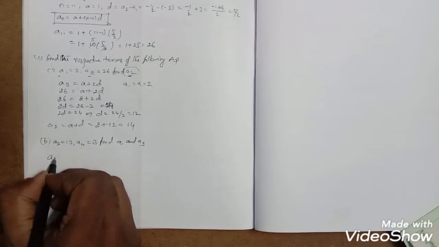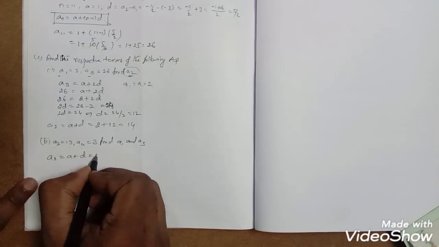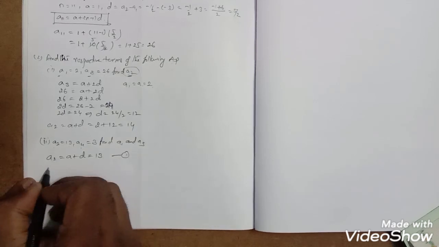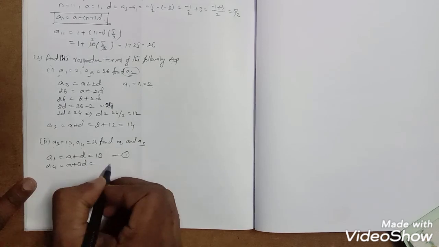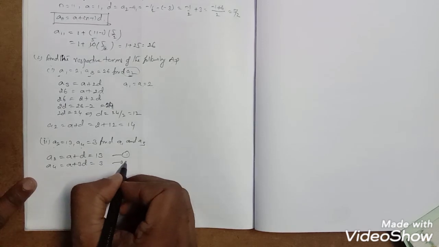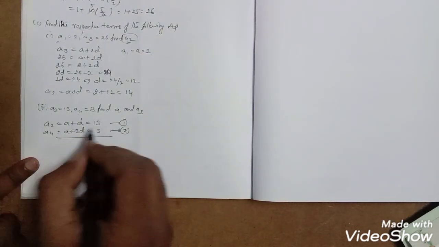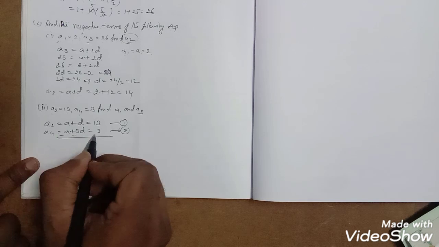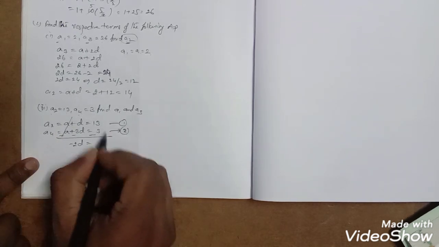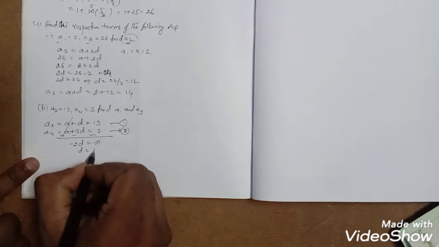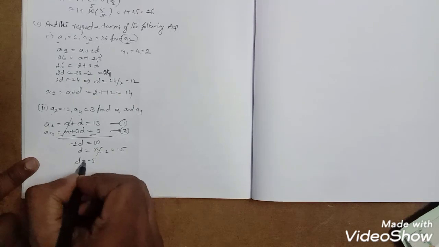Now I can write this as a2 is equal to a plus d, which is given as 13, denoting it as the first equation. And here a4 we can write as a plus 3d, and it is given as 3, denoting it as the second equation. Now solve these two equations. If I subtract, a will get cancelled, so you'll get minus 2d is equal to 10. So d is equal to 10 by minus 2, which is nothing but minus 5. So here d is equal to minus 5.